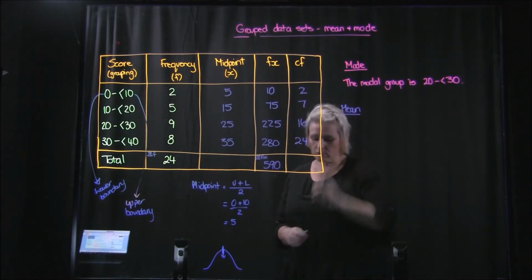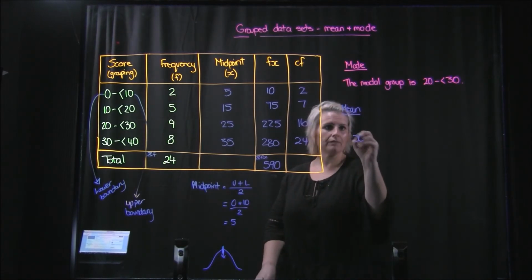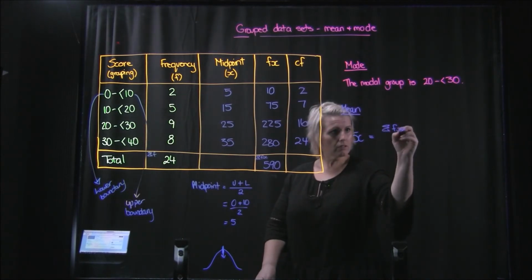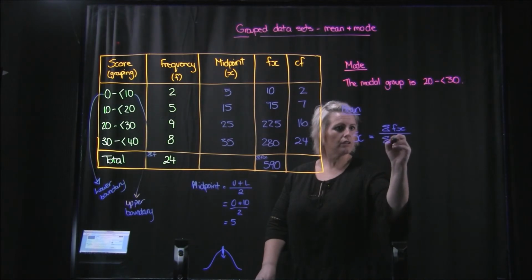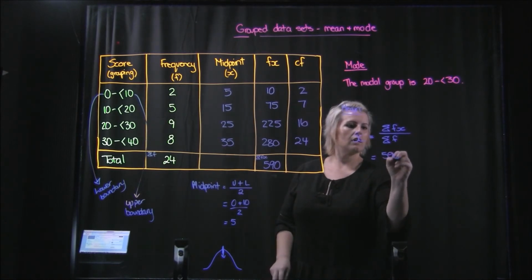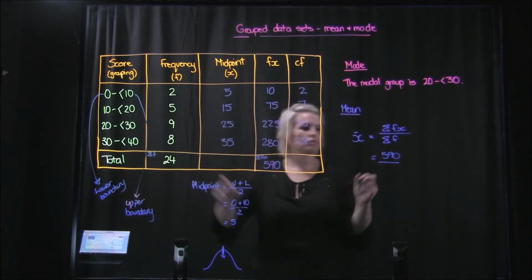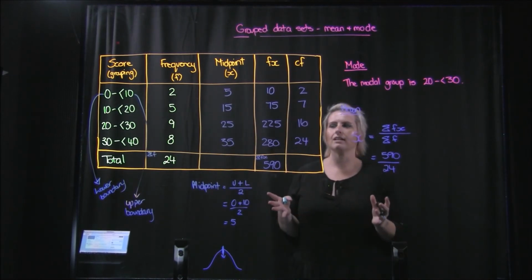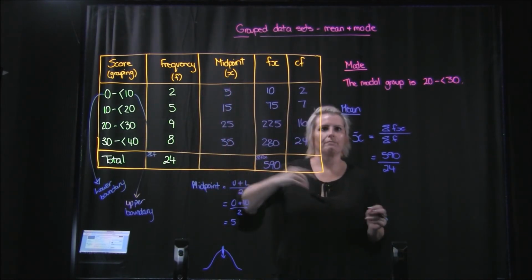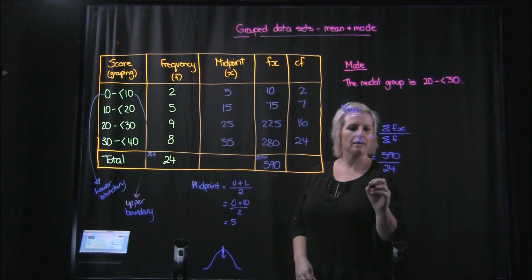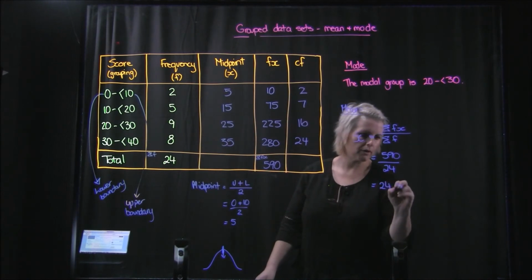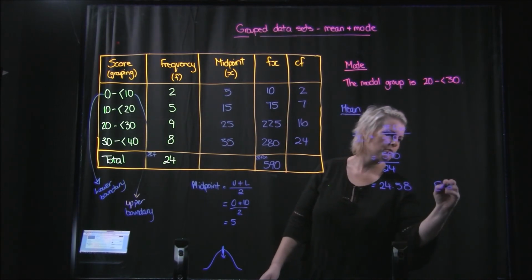So the mean, we're still going to use our same formula. So x bar is equal to the sum of fx over the sum of f. So the sum of fx, 590, over the sum of frequency, 24. So this is just like when we did large data sets. The only difference is instead of our score being x and f, our midpoint is our x. But we use the same formula and the same steps. So 590 divided by 24 gives us 24.58, and I've rounded that to 2 decimal places.